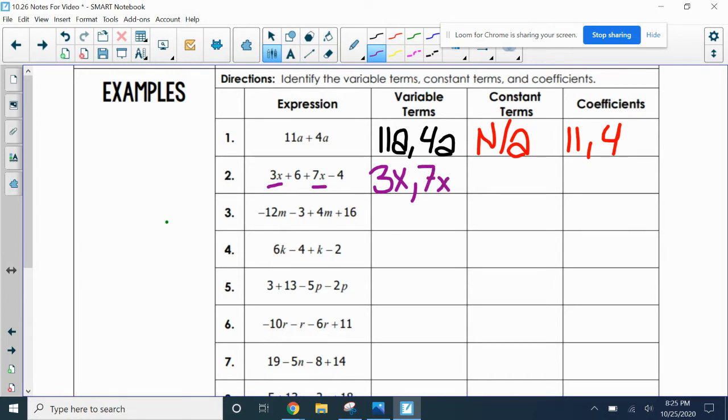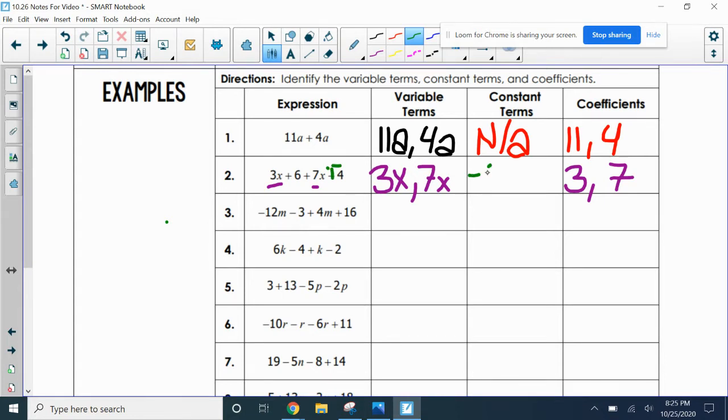And I'm going to jump to our coefficient. Our coefficient is the number within that variable term. So our coefficients are going to be 3 and 7. And then our constant terms are going to be the ones that have no variable attached. So I have a -4 because we know with a -4, and I should have said that earlier, we know this though, with a -4, we would say plus a negative. That's a -4.